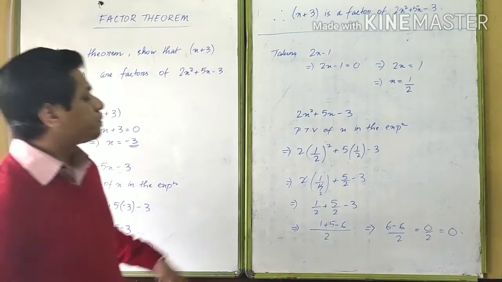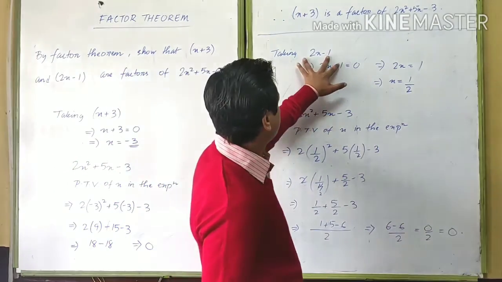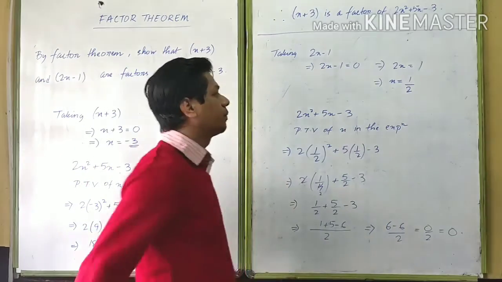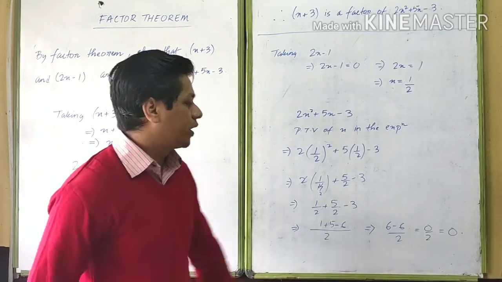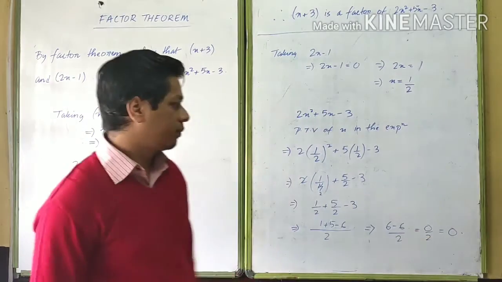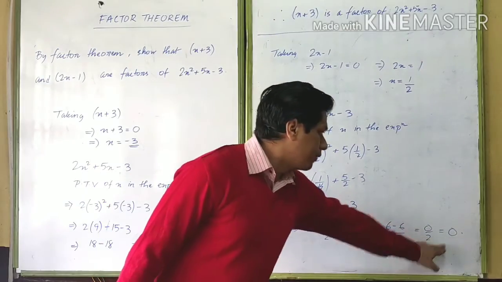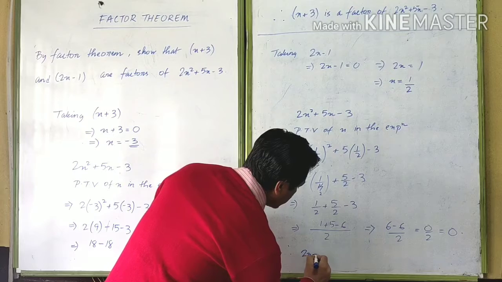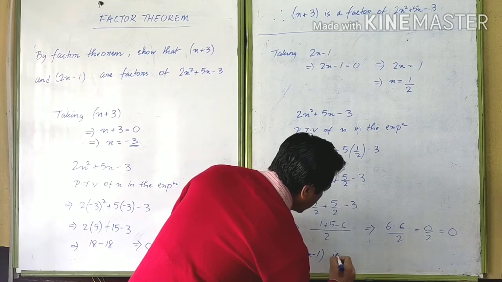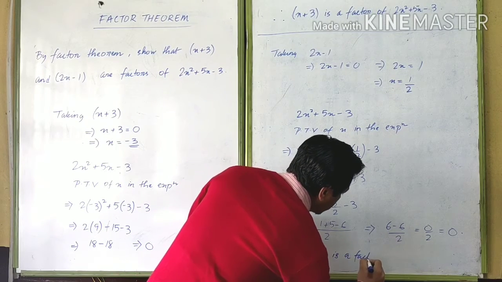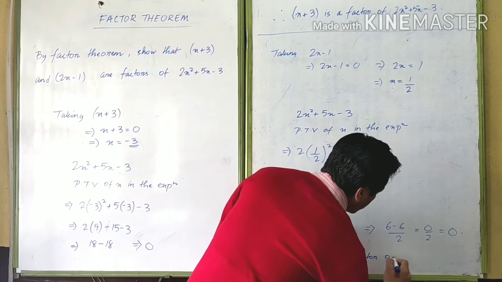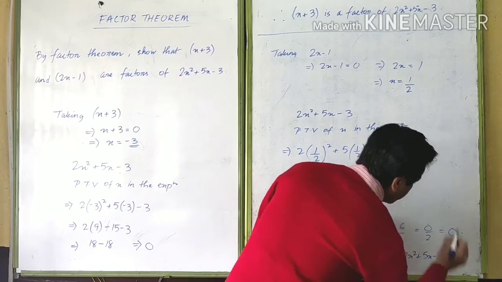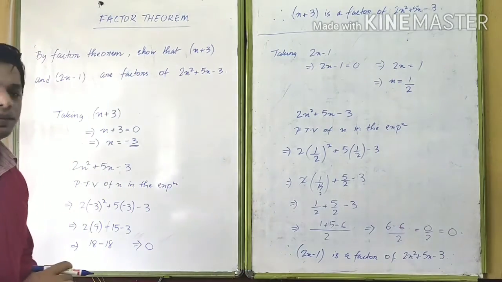So we can say that this binomial, that is 2x minus 1, completely divides this expression 2x square plus 5x minus 3, because we are getting the resulting answer as 0, because when divided it is leaving a remainder of 0. Therefore, we can conclude that 2x minus 1 is a factor of the expression 2x square plus 5x minus 3.